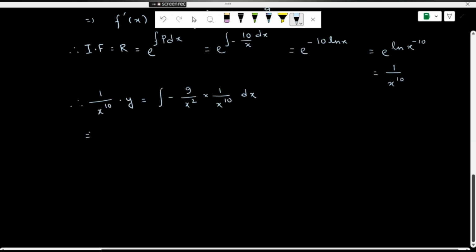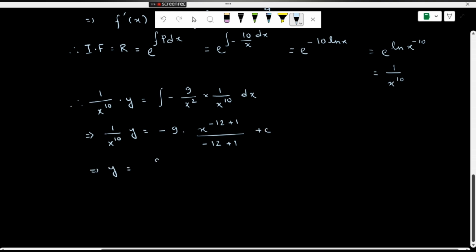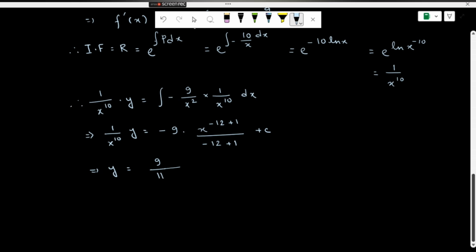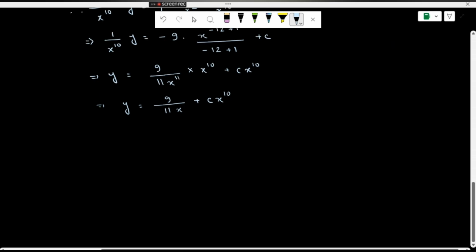So after finding the integration, we will get 1 by x to the power 10 y is equal to minus 9 into x to the power minus 12 plus 1 by minus 12 plus 1, plus some integrating constant, let's say c. So y is equal to minus 9 by 11 x to the power 10 by x to the power 11 plus c into x to the power 10. After simplification, it will be y equals 9 by 11x plus c x to the power 10.